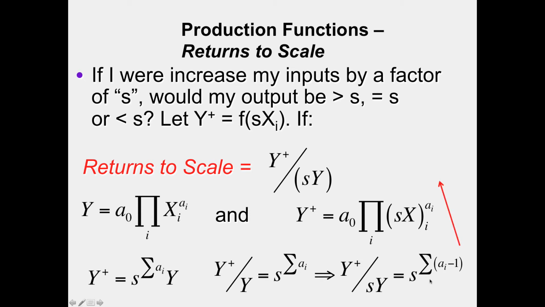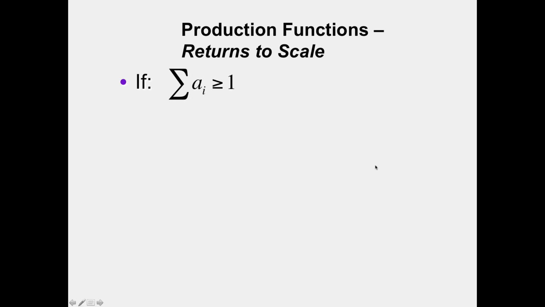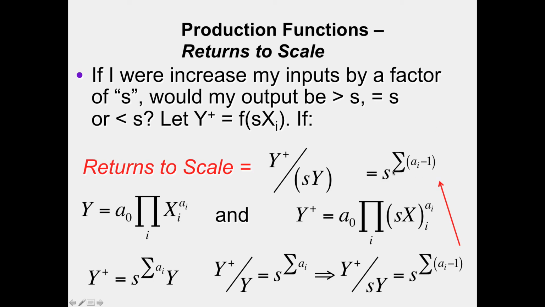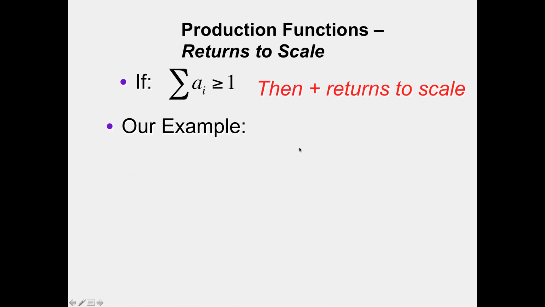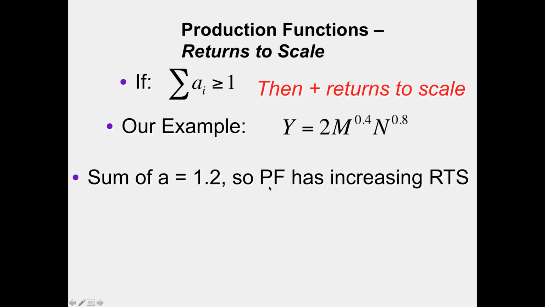So what does that mean? Well, let's take a look. If the summation of A is greater than 1, then we have a positive returns to scale. Let's go back. Right. So if we increase all of the inputs by a factor of S and we have a positive returns to scale, then Y increases more than the S. In our example, the summation of A values is 0.4 and 0.8, right? 1.2. So the production function has an increasing returns to scale, according to this.